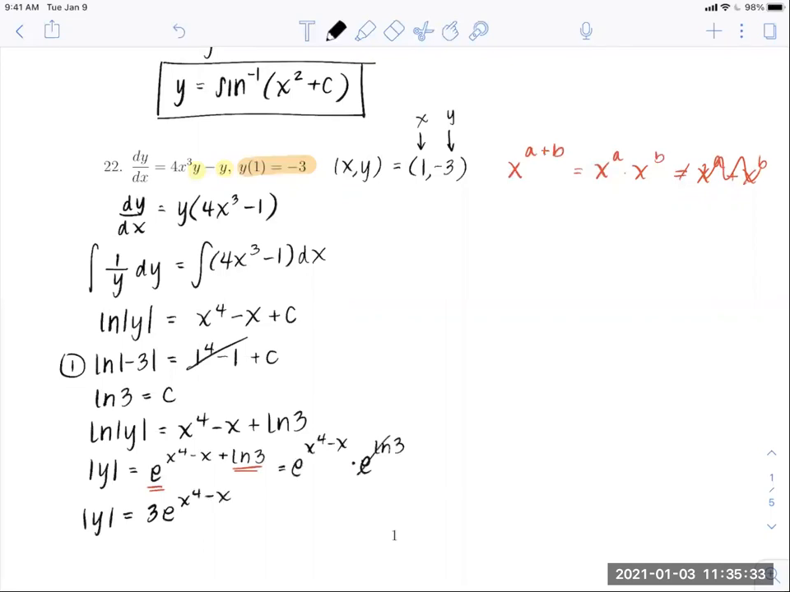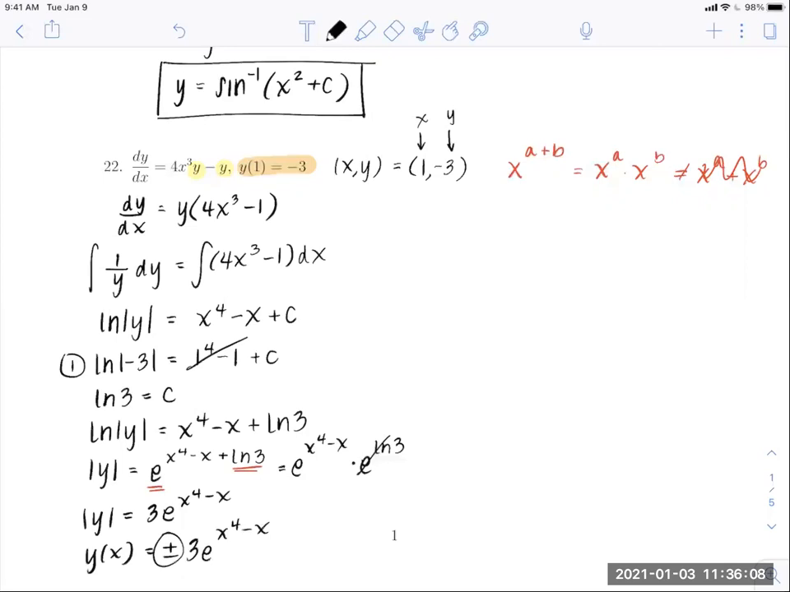And lastly, to get rid of that absolute value, remember what the absolute value means. It's positive or it does nothing if your value of y is non-negative, and it negates it if the value of y is negative. So we don't know what the value of y is. It's either positive or negative. So I'm going to write this as y of x equals plus or minus 3e to the x to the fourth minus x. Now, don't leave your final answer with that plus or minus. One of them is correct and one of them is incorrect.